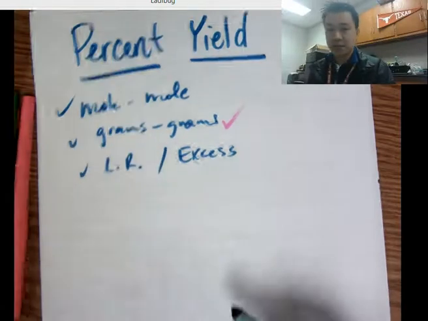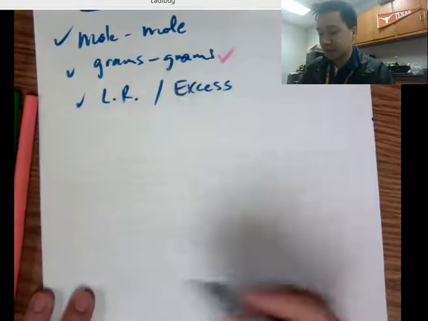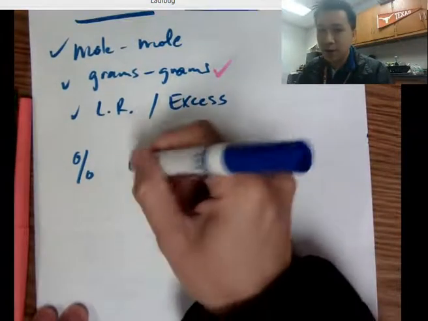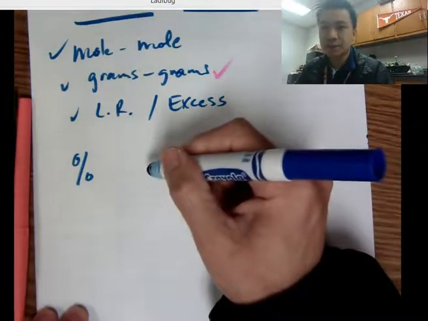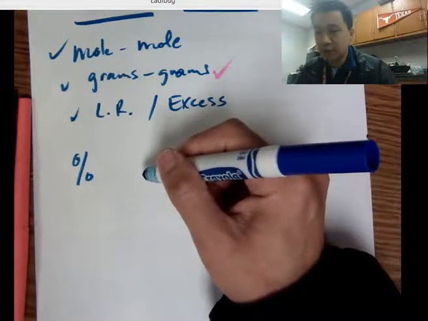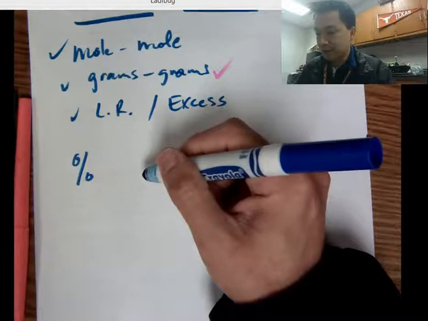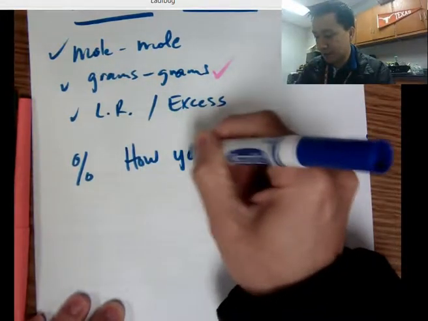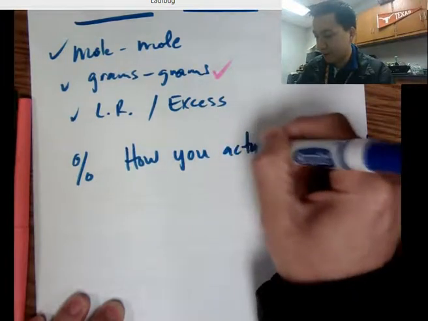Okay, so percent yield, as you can see, it's going to be some kind of percentage, and percent yield is how much you recover compared to how much you expect to get. Okay, so it's how much you actually get from a reaction.